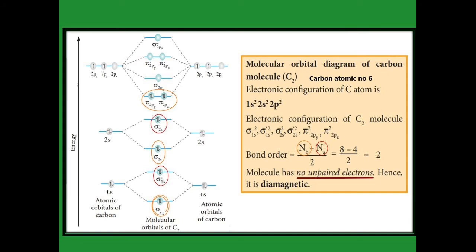All the electrons are paired. You have to see the molecular orbitals alone, don't look at the atomic orbitals. So when all the electrons are paired in the molecular orbitals, they are called diamagnetic.